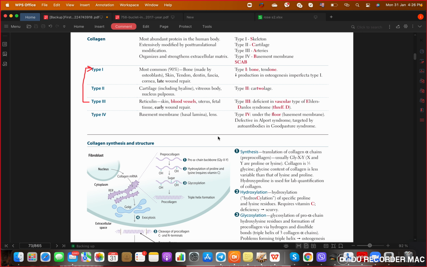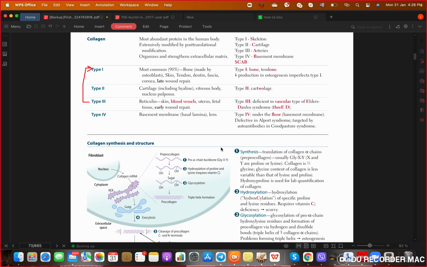I'm getting confused with retina and cornea. Lens, I mean. Okay. So type 1 is cornea, type 4 is lens. If you forget about it, lens is 4 letters. Okay, Doc. So type 4: basement membrane.